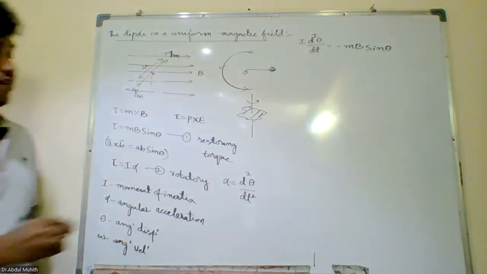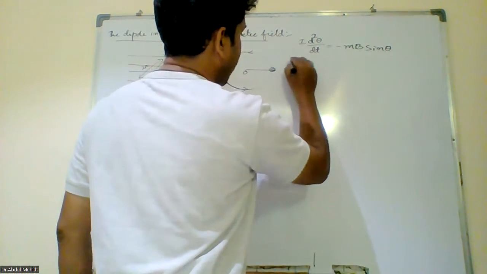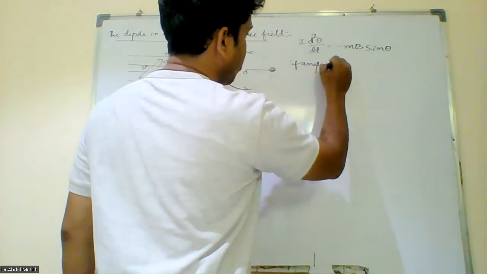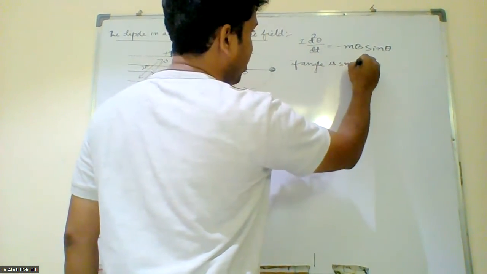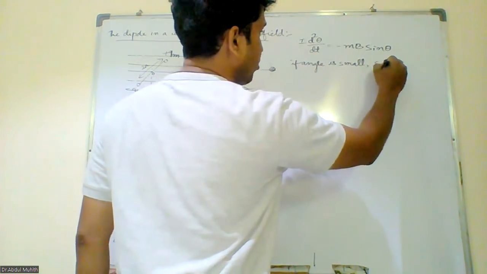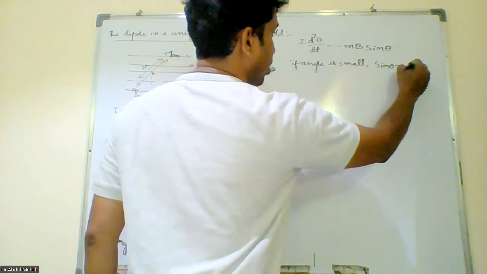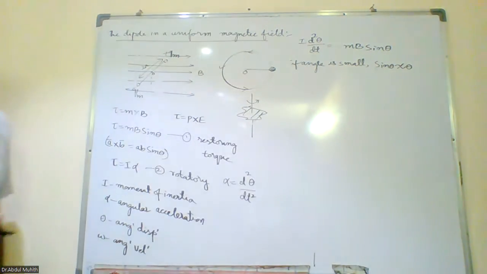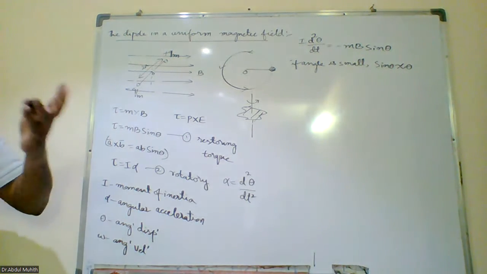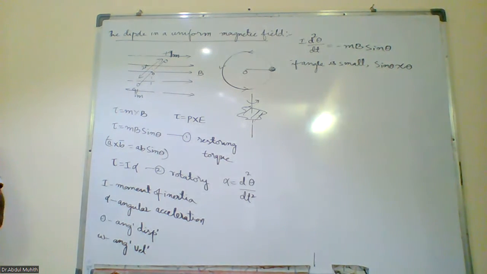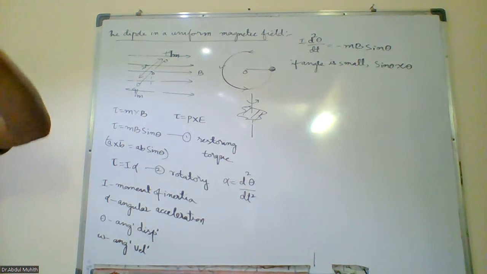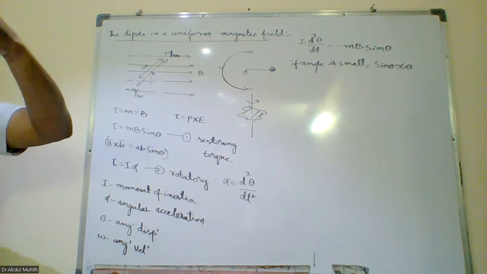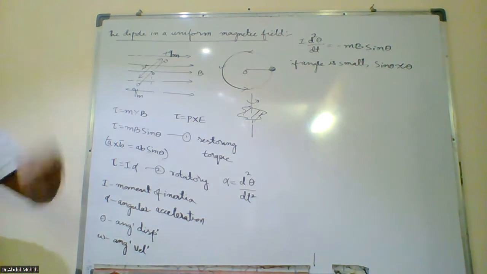We equated both. If the angle is small, how much? Maybe 5 degree to 10 degree, not more. Then sin theta is equal to theta. Is that clear? When you say the angle is small, that is what we mean. In that case, take sin theta is equal to theta, because it will become pi by 18, pi by 9. That is the reason. It becomes very, very small.